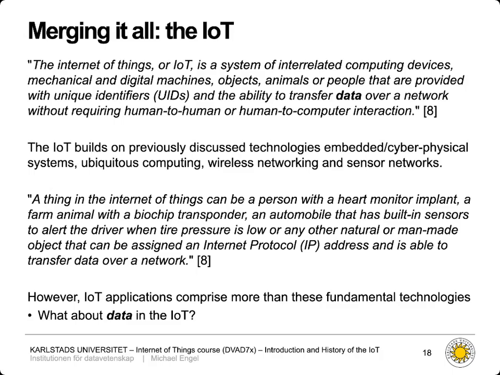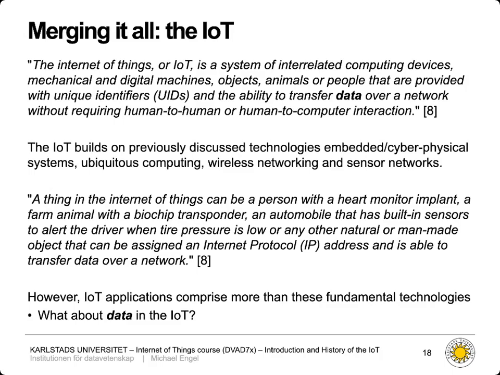Now, one thing we actually haven't discussed is what is the thing? So the first quote above already tells it a bit. It's an interrelated computing device or machine. And there's another definition from the same source, which says a thing in the Internet of Things can be a person with a heart monitor implant. So there's a computer inside of a human to enable medical supervision or a healthy life for a human. A farm animal with a biochip transponder, so you know where sheep are going. An automobile that has built-in sensors to alert the driver when the tire pressure is low. That's common nowadays in modern cars, obviously, or any other natural or man-made object.